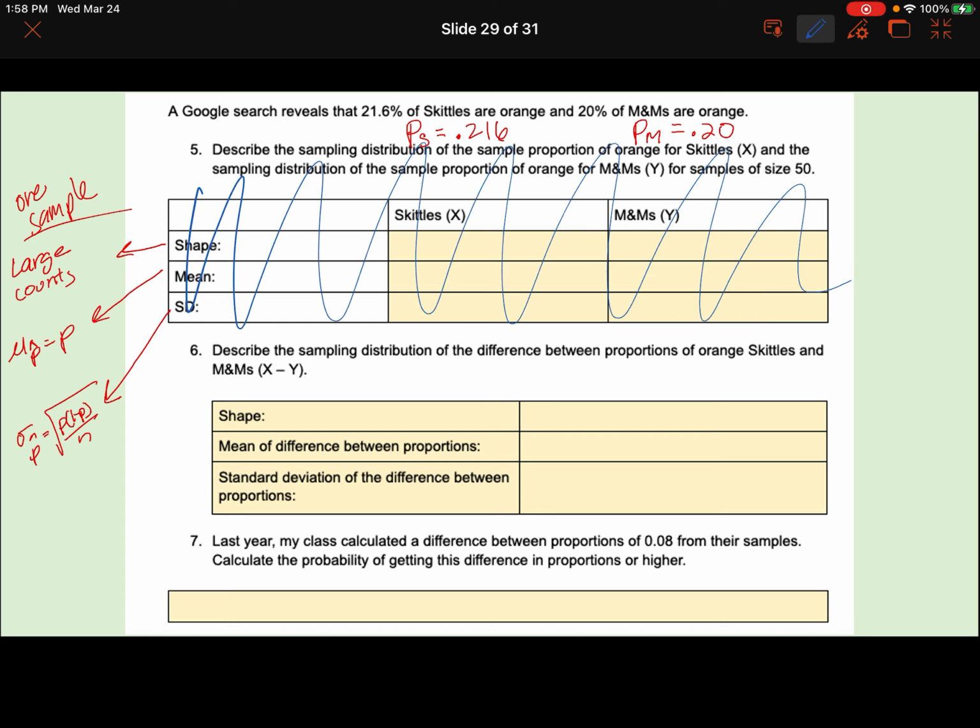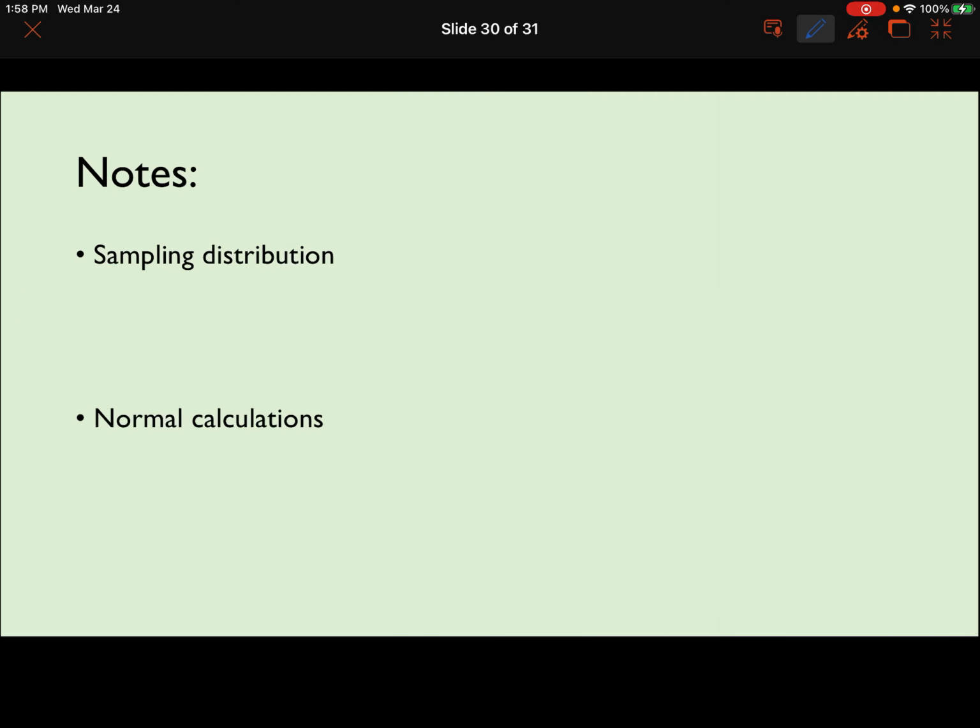So we already did this. I just duplicated my slides so I'd have space to write. Okay, so for the shape here, I'm wondering if I actually want to jump to notes first. I think I do. So we're going to do some notes and then come back, because otherwise, how would you know how to do this? We're looking at the sampling distribution of two different sample proportions, and we're finding the difference between them. We're looking at the proportion of orange Skittles minus the proportion of orange M&Ms.